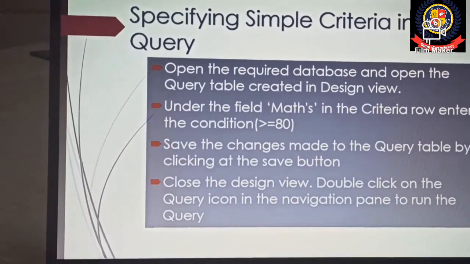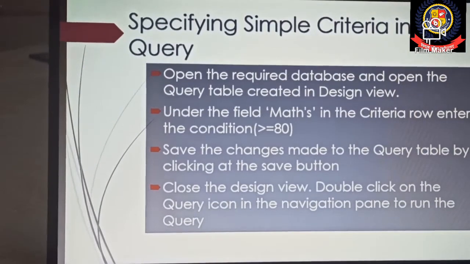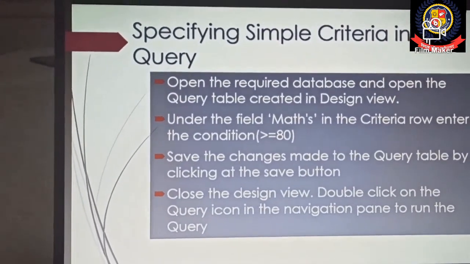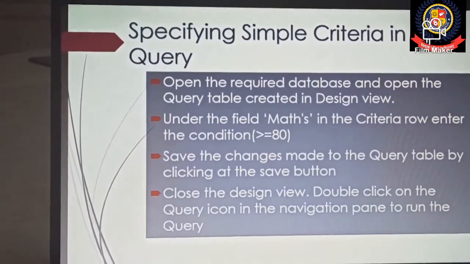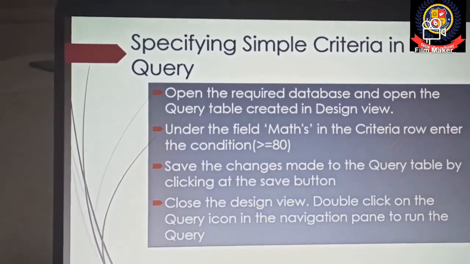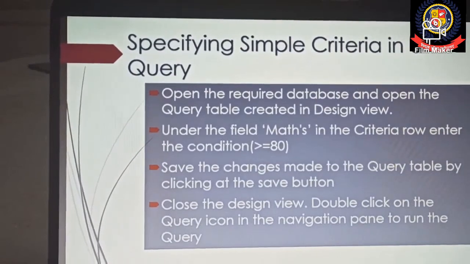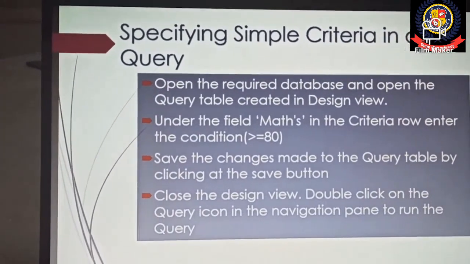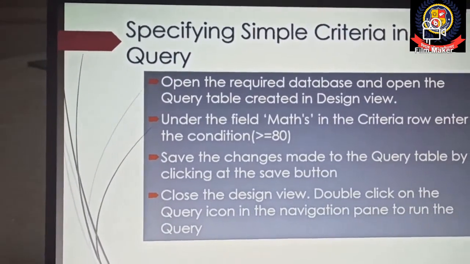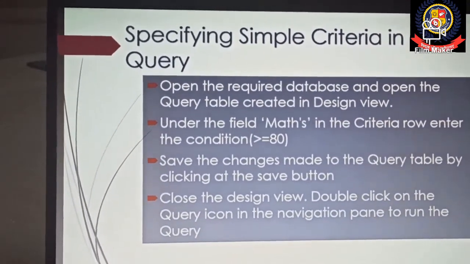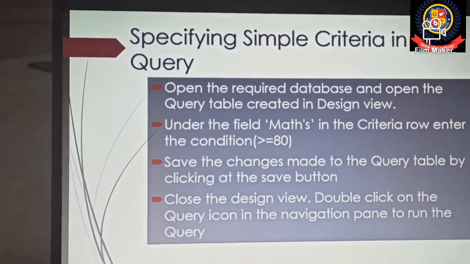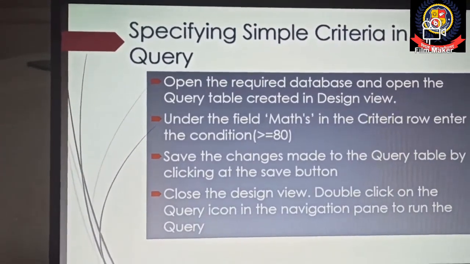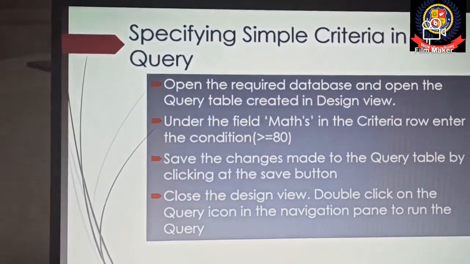Then under the field Maths, in the criteria row, enter the condition that is greater than or equal to 80. What does this mean? In the table I have created, one field is named Maths, and in that field I have to put the criteria. Whatever marks are entered in this field must be greater than or equal to 80. They will either be 80 or more than 80. So this is the criteria I am going to put in the Maths field.